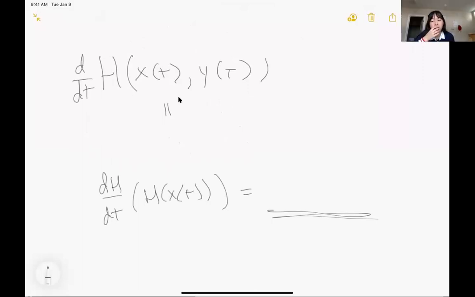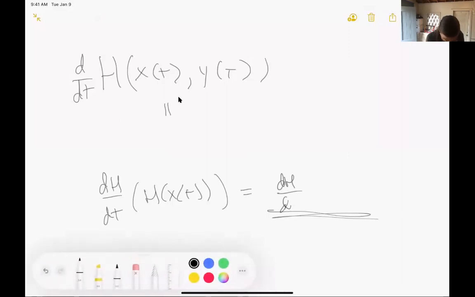h prime x of t times x prime of t. Yeah, now be careful because those primes are derivatives, but it's the derivative with respect to what variable? They're different. For x, it's time, but not for h. What's the derivative of h with respect to? With respect to x. Good. So it's dh dx times dx dt.